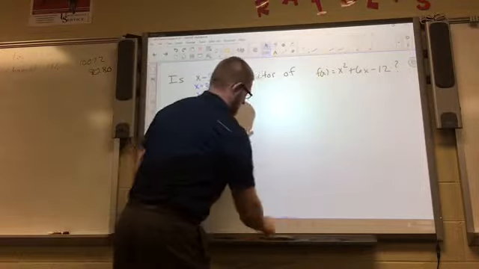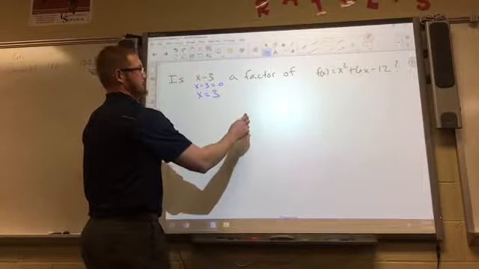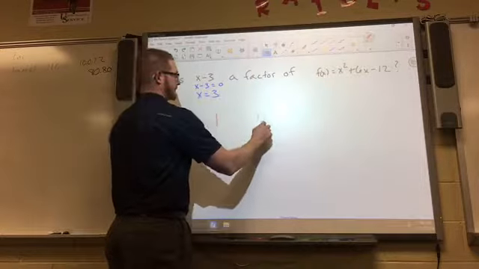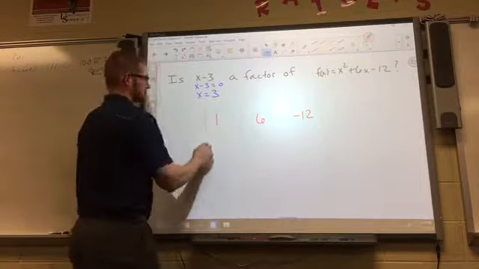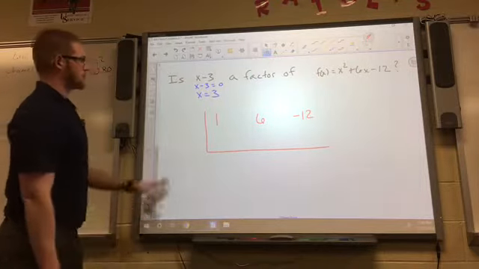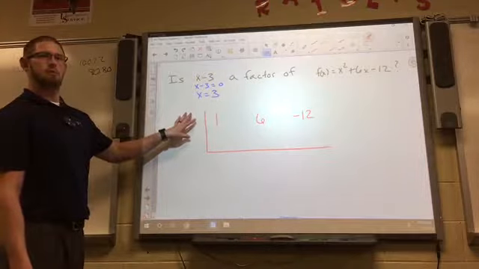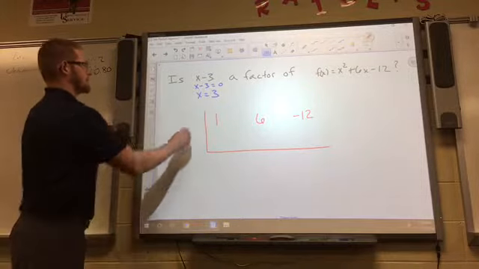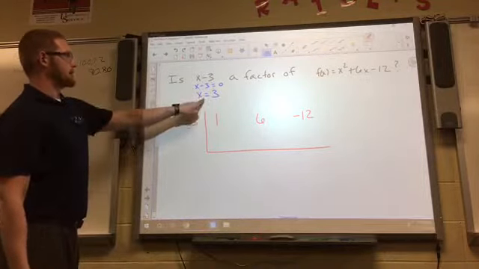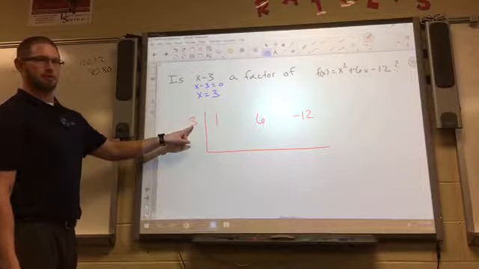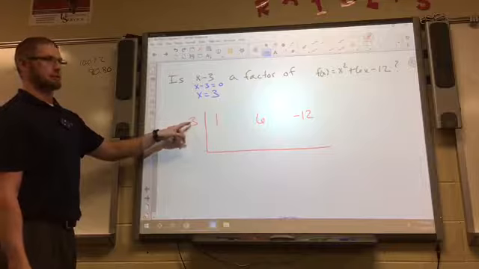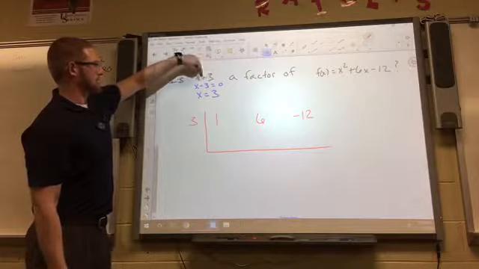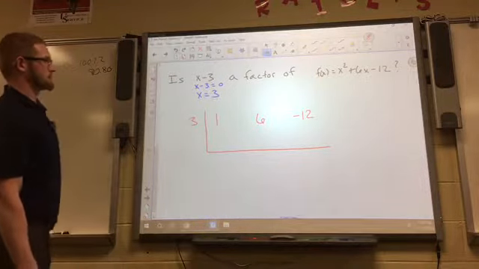Okay. We are going to use synthetic division to check this. So when I set up my synthetic division, I have a 1, a 6, and a negative 12. What goes out in front, though? Positive 3 or negative 3? Positive. Because remember, we know x is 3. That's what goes here. It's like the evaluating questions from last section. But if they want x minus 3, then I need to do the opposite and do positive 3.